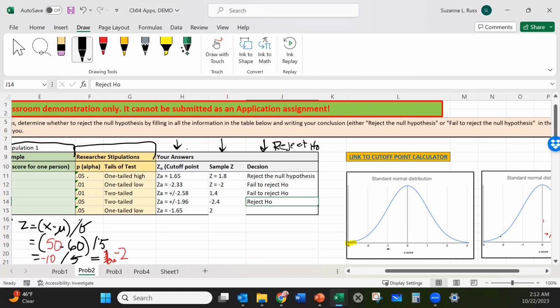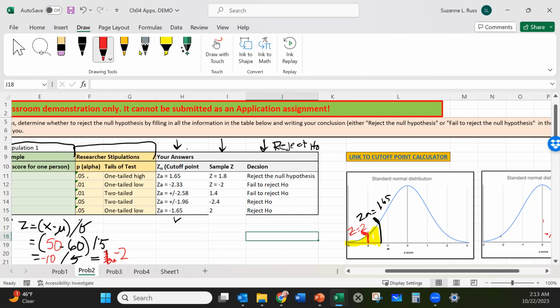So let's go ahead and fill this one in for this last one. Z alpha is minus 1.65. It's falling right about here. Let's shade in the tail of the distribution. Since it's one-tailed low, we need a score. We have a lot of room there, don't we? And we have a z-score of 2. So let's put that in here. And we can see that our sample score falls within that shaded region. And whenever it falls there, we reject H0, and that's a significant result.